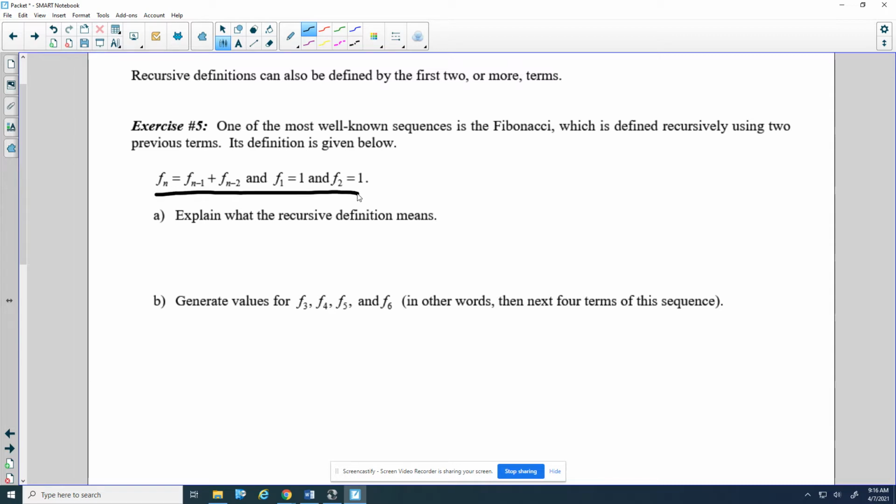So this looks kind of weird. I mean, we have F's instead of A's, but I'm going to leave them because it's still subscript. So I think it works the same way. Right now, I know F sub 1 is 1, and F sub 2 is 1. So basically, when I look at this, it means start with 1 and 1 for the first two terms.